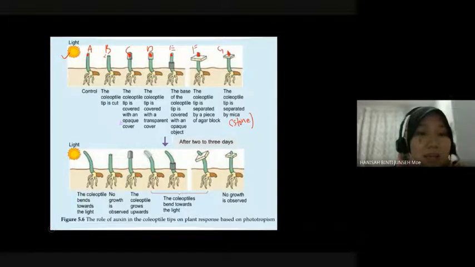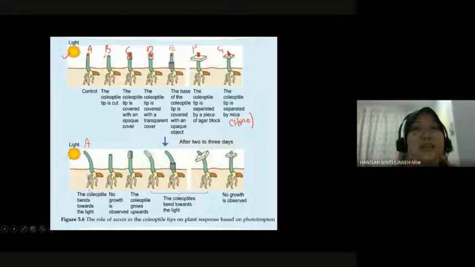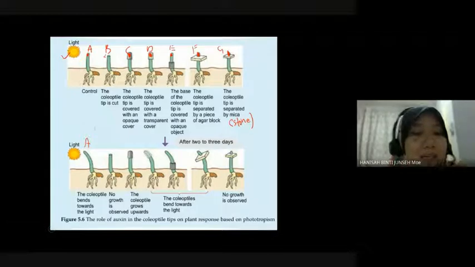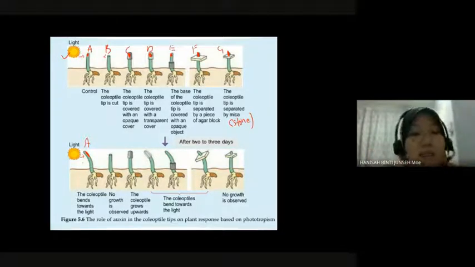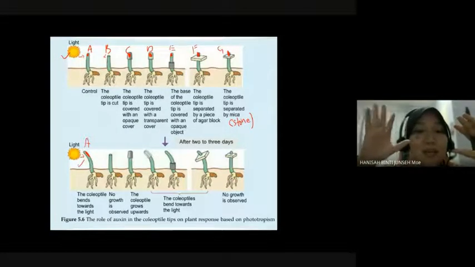Okay, yang A, it will bend towards the light. Sebab apa? Ini kan facing this side, facing the light. So meaning that shady area dia sekarang sebelah sini. So mana yang shady area, the auxin is photophobic, so it will move to the shady area, so that shady area will grow, bending towards the light. Okay, ni basic idea yang kamu kena ada.